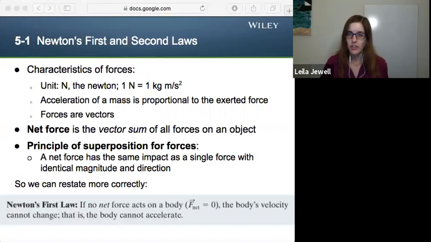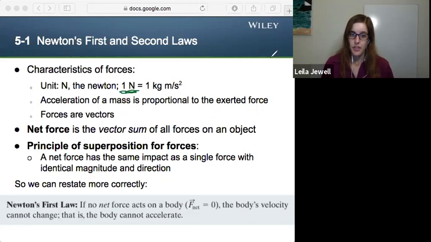So let's look a little closer at some of the characteristics of forces. So first, the unit of forces is the Newton. That breaks down to kilograms times meters per second squared. And we'll see how that breaks down when we get to Newton's second law. So that's coming. But you can note that it's abbreviated as a capital N. So that's a handy thing.